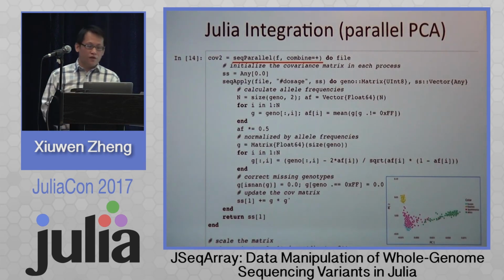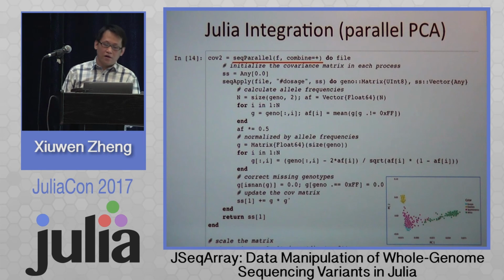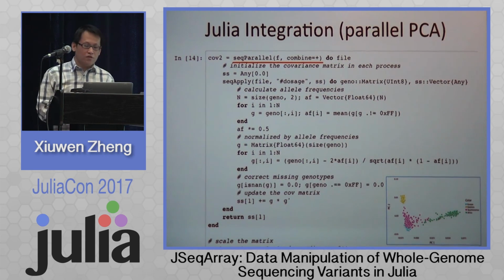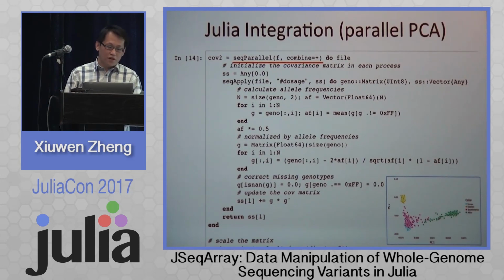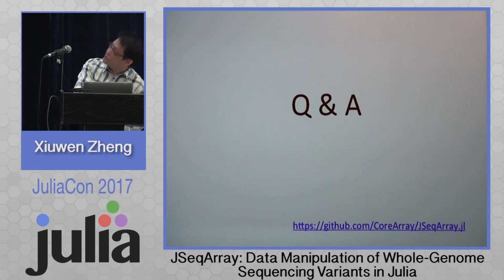We need to provide a user-defined function to seqParallel. The first argument of the user-defined function is a SeqArray file object, which is opened in each process internally. The body of the function is the same as the previous slide to calculate the covariance matrix. The keyword argument combine is a function to bind the results from the worker processes together. So finally, we get the same PCA figure as the previous slide. So, any questions?